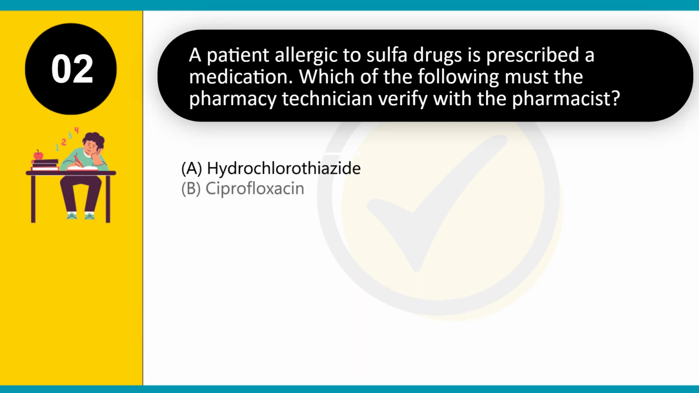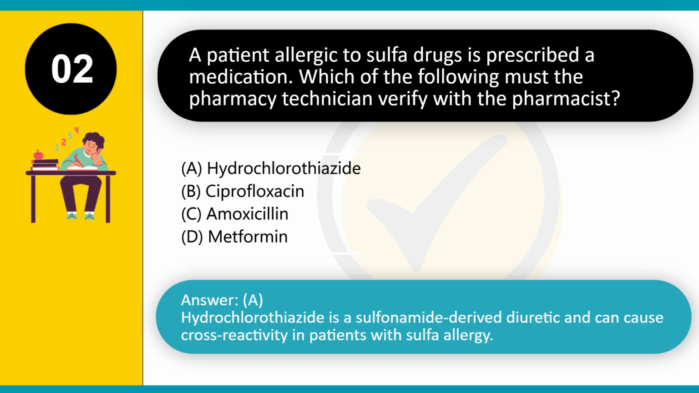A patient allergic to sulfa drugs is prescribed a medication. Which of the following must the pharmacy technician verify with the pharmacist? A. Hydrochlorothiazide. B. Ciprofloxacin. C. Amoxicillin. D. Metformin. Answer, A. Hydrochlorothiazide is a sulfonamide-derived diuretic and can cause cross-reactivity in patients with sulfa allergy.